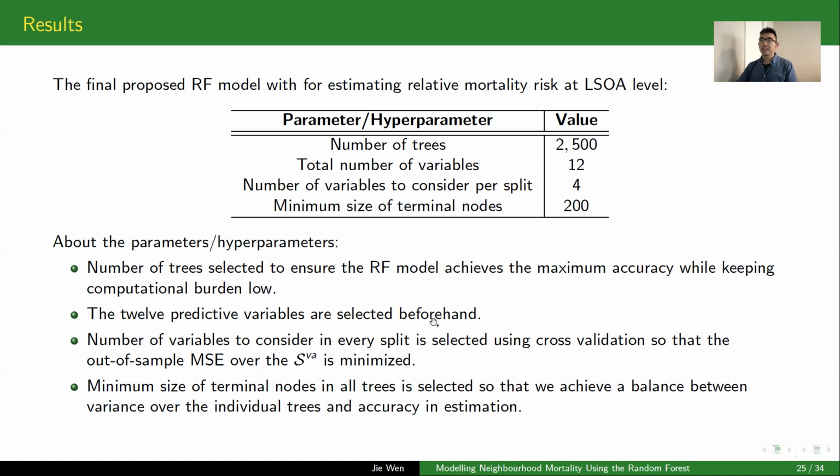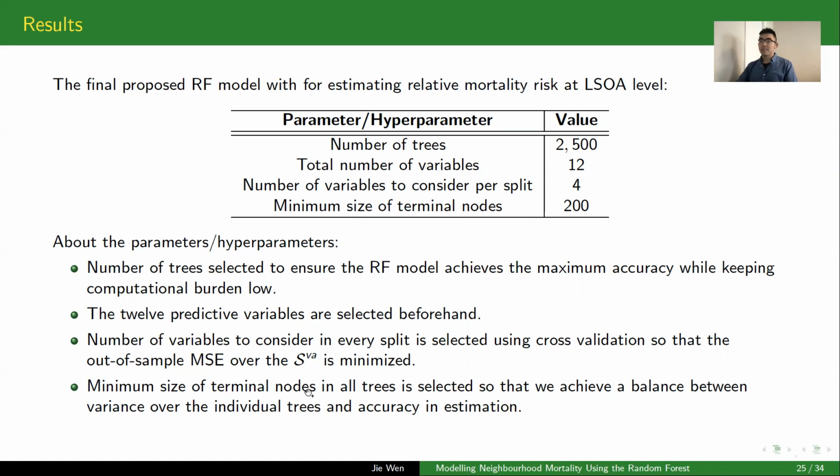The 12 predictive variables are selected before we train the model, and we have a paper discussing the method we use to select these variables, which I can share with you if any of you are interested. The number of variables to consider per split, these 4, is selected using a technique called cross-validation, so that the out-of-sample MSE of the validation set is minimized. Cross-validation is also a commonly applied technique in training non-parametric models, and I'm sure there are a lot of textbooks or relevant materials available online for you to look at if you are interested.